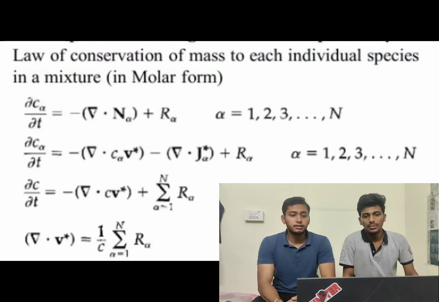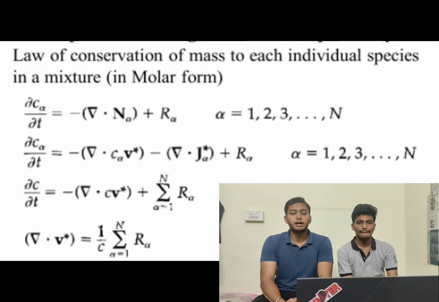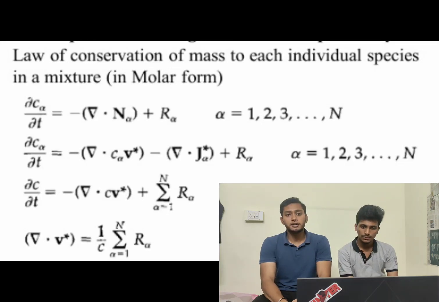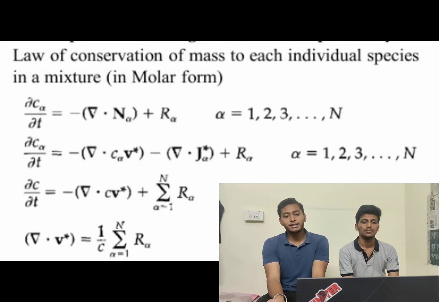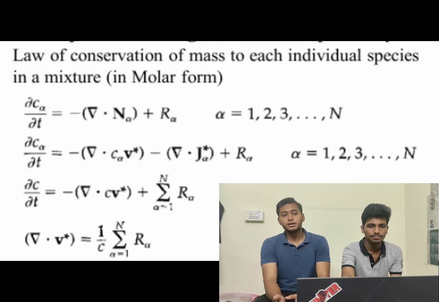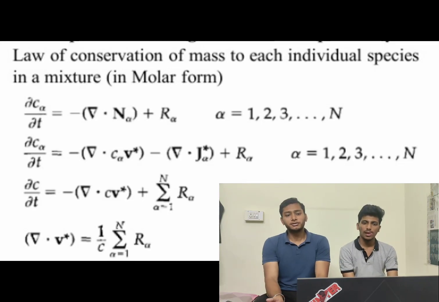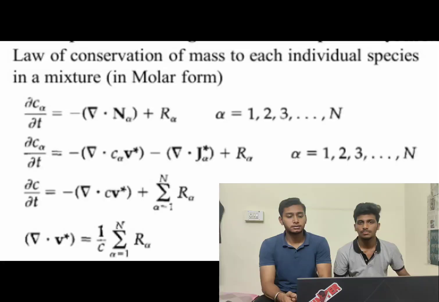Molar based equivalent: del dot V star is equal to 1 by C times the summation of alpha from 1 to n of R alpha. This is a bound. It means that if there are chemical reactions, the velocity field diverges or converges based on whether moles are created or destroyed. In the absence of reactions, summation R alpha equals 0, and we are back to the familiar del dot V star equals 0.